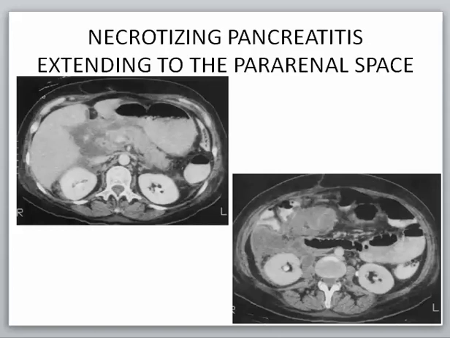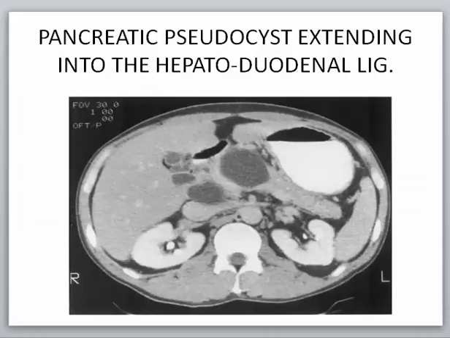In such cases, we have to take care about the portal veins and inferior vena cava, because sometimes thrombosis in such structures can take place. Here, the chronicity with loculation and pancreatic pseudocyst formation.